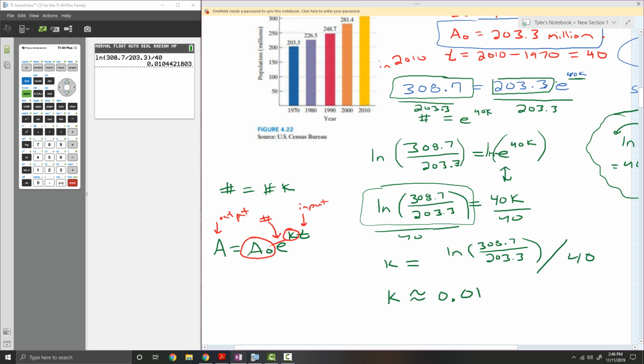So to have an equation that models this, I would have A equals A sub naught was 203.3. Then we have e raised to the 0.01 t. So this is the answer for part A. There's my model.